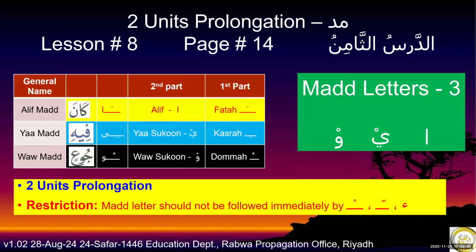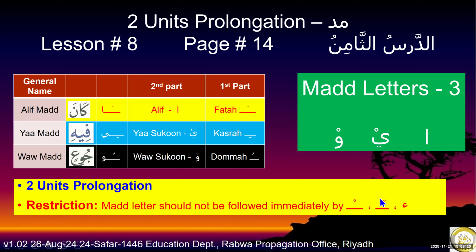And for the actual mad, we have 3 types: alif mad, ya mad, and waw mad. The huruf al mad are 3 letters: alif, ya sukun, and waw sukun. If these letters appear by themselves, they cannot form the mad; they must be preceded by the right vowel. Alif must be preceded by fatha, ya sukun by kasra, and waw sukun by dhamma. With these combinations, they form the mad. The basic mad is 2 units of prolongation, and the same rule continues here.